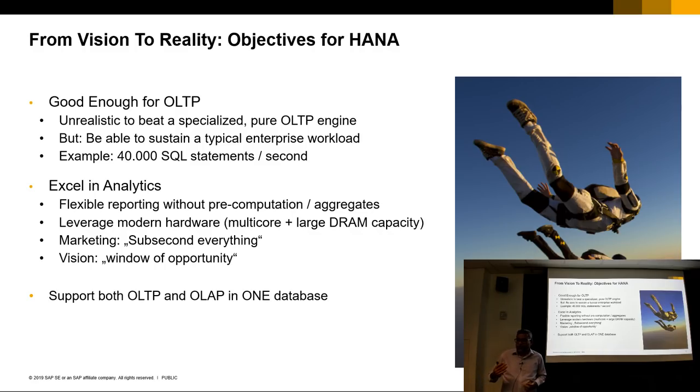It doesn't mean we're trying to build a million transactions per second OLTP, and that's a niche area for most enterprise systems anyways, right? So something like 40,000 statements per second, and by a statement, think of it as a primary key lookup and an update based on that, for example, right? So being able to do that, that's in terms of throughput. In terms of latency, good enough here would mean still pretty darn good. So we're talking about 1 millisecond OLTP transactions, right?